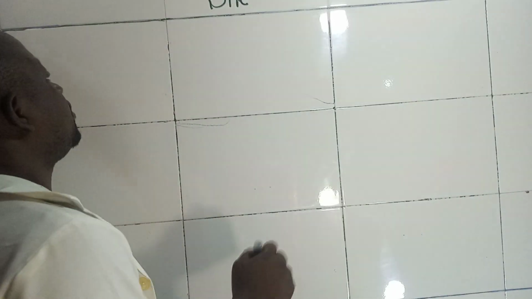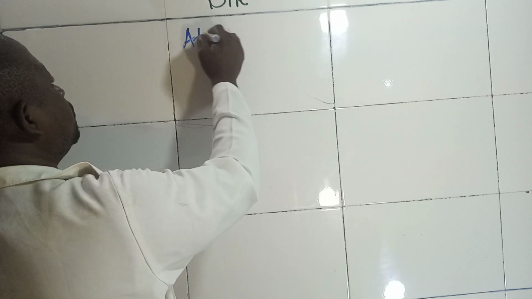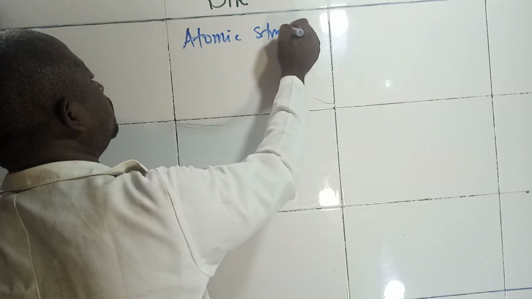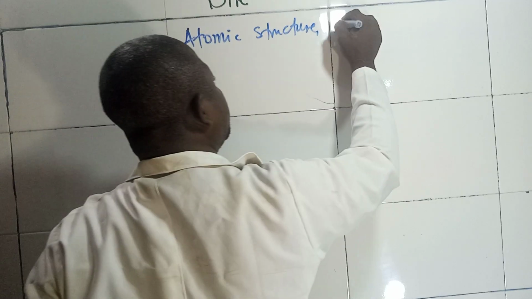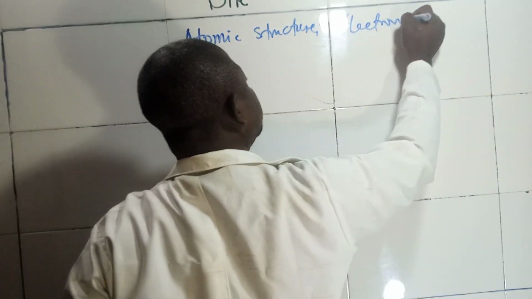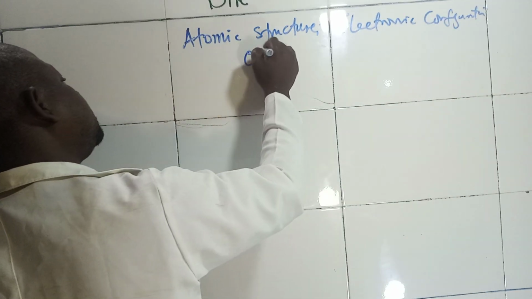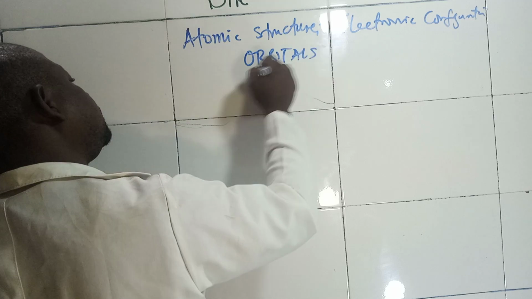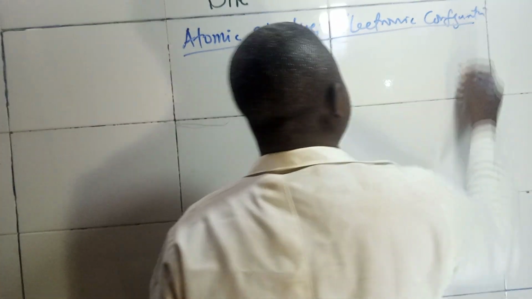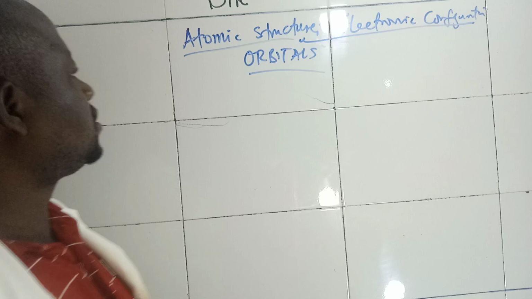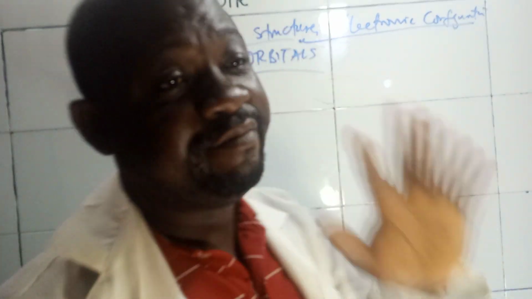I remain Salumaj. Today, I'll be talking about inorganic chemistry. Another inorganic chemistry topic I want to talk about is atomic structure, electronic configuration, and orbitals. In our last class, I spoke extensively about elements, compounds, and mixtures. So today we want to talk about atomic structure.